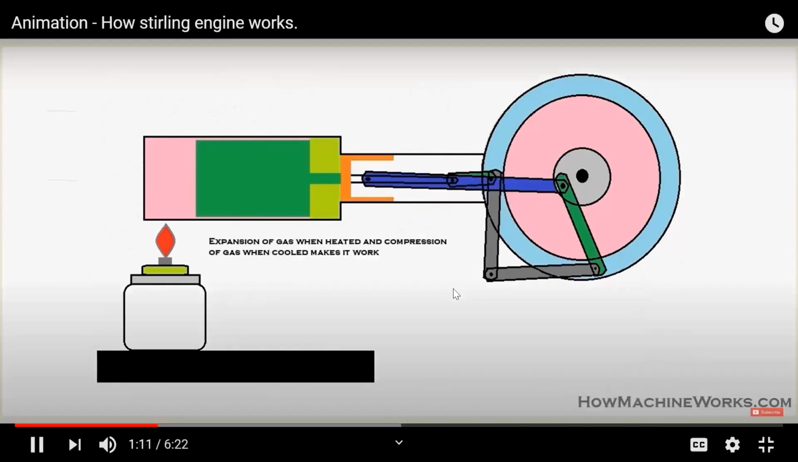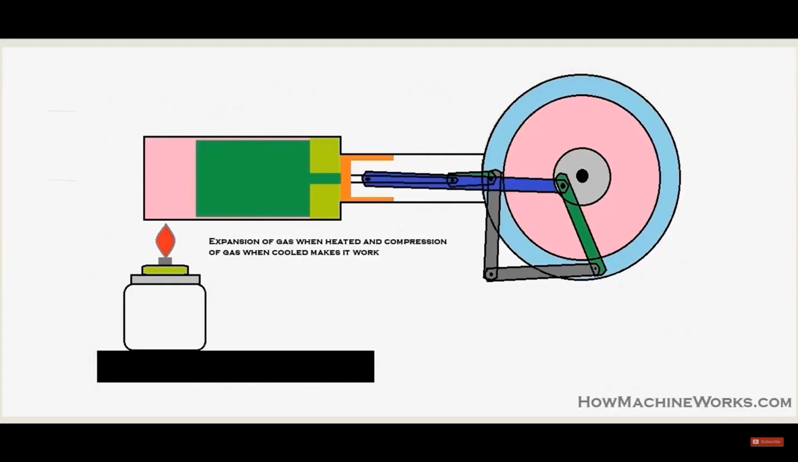Here also, the expansion of the gas when heated and the compression of the gas when cooled makes it work. So here this is the process. We are expanding the gas and compressing the gas, and we are taking the required amount of gas for our utility purpose. So this is the function of the Stirling engine.